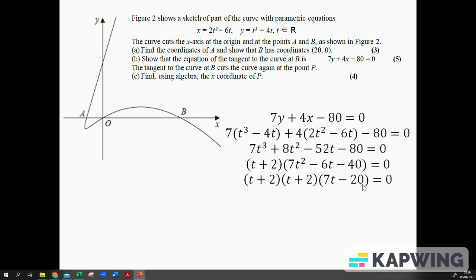And then 7t minus 20 is going to be the other factor. So just here, the t value is going to be 20 over 7. So where it meets again, the value of t is going to be 20 over 7. Sticking that into the x parametric, we get minus 40 over 49. 2 lots of 20 over 7 squared, take away 6 lots of 20 over 7 gives you minus 40 over 49. And there we go.